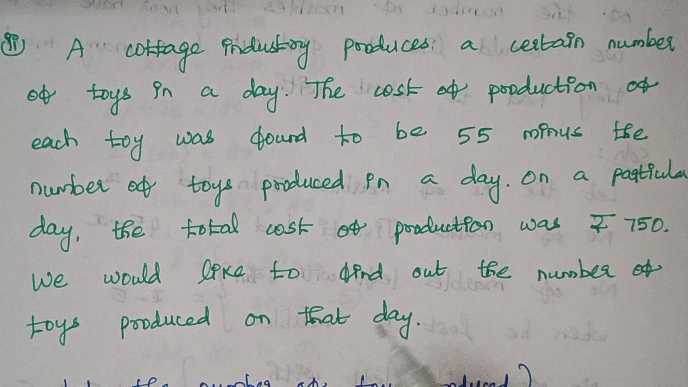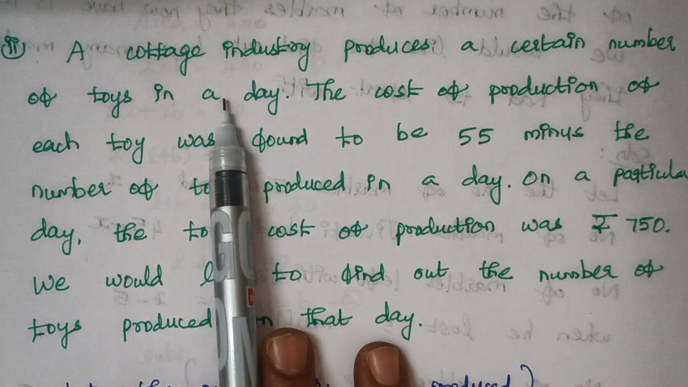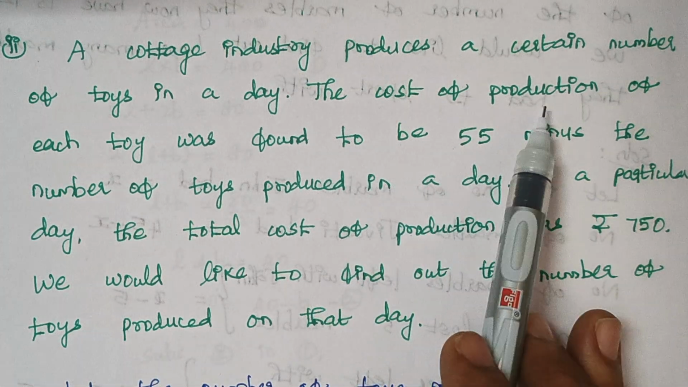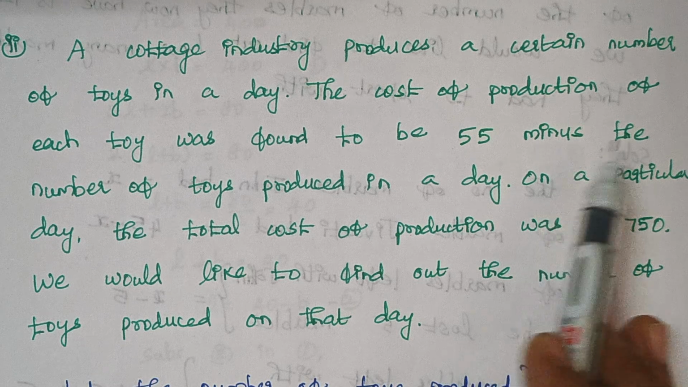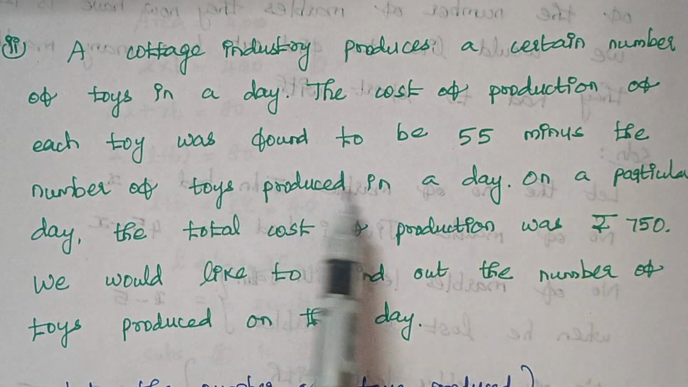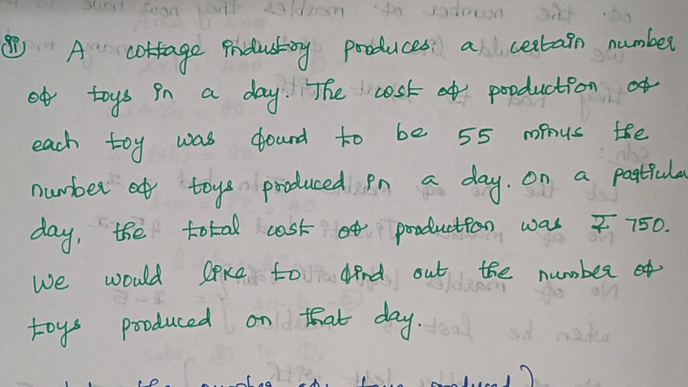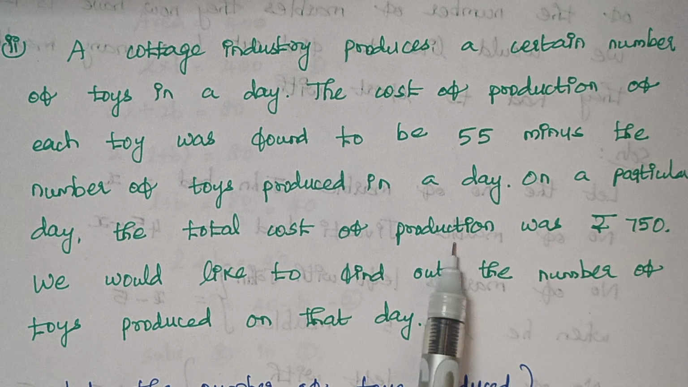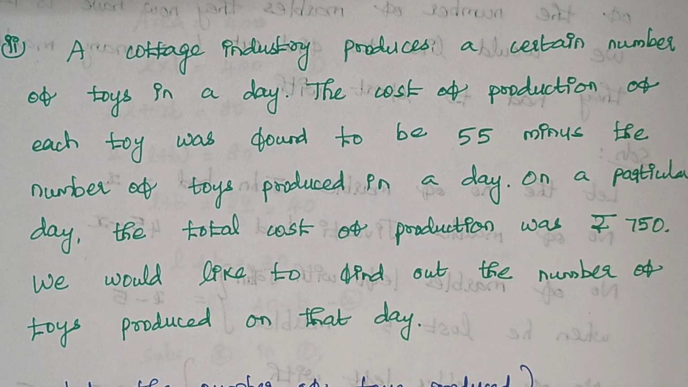So here again, a cottage industry produces some toys. Now, the cost of production of the toy was found to be 55 minus the number of toys produced in a day. So this statement relates the cost of production and the number of toys produced. On a particular day, the cost of production was 750. Now we have to calculate the number of toys produced.